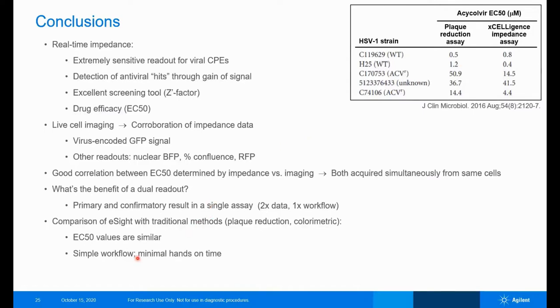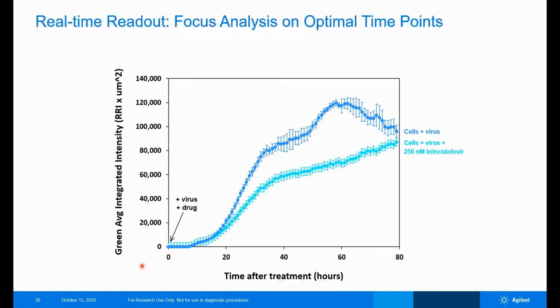Another difference between eSight and traditional methods is how simple the workflow is. You simply are adding cells and virus and drug to the plate, but there's no additional processing or handling of the plate beyond that. And then finally, there's the benefit of having the real-time readout versus traditional assays, which tend to be endpoint. To highlight that, I'm showing here a plot of the virus-encoded GFP signal as a function of time. We see that for cells plus virus in blue versus cells plus virus plus Brincidofovir in aqua.